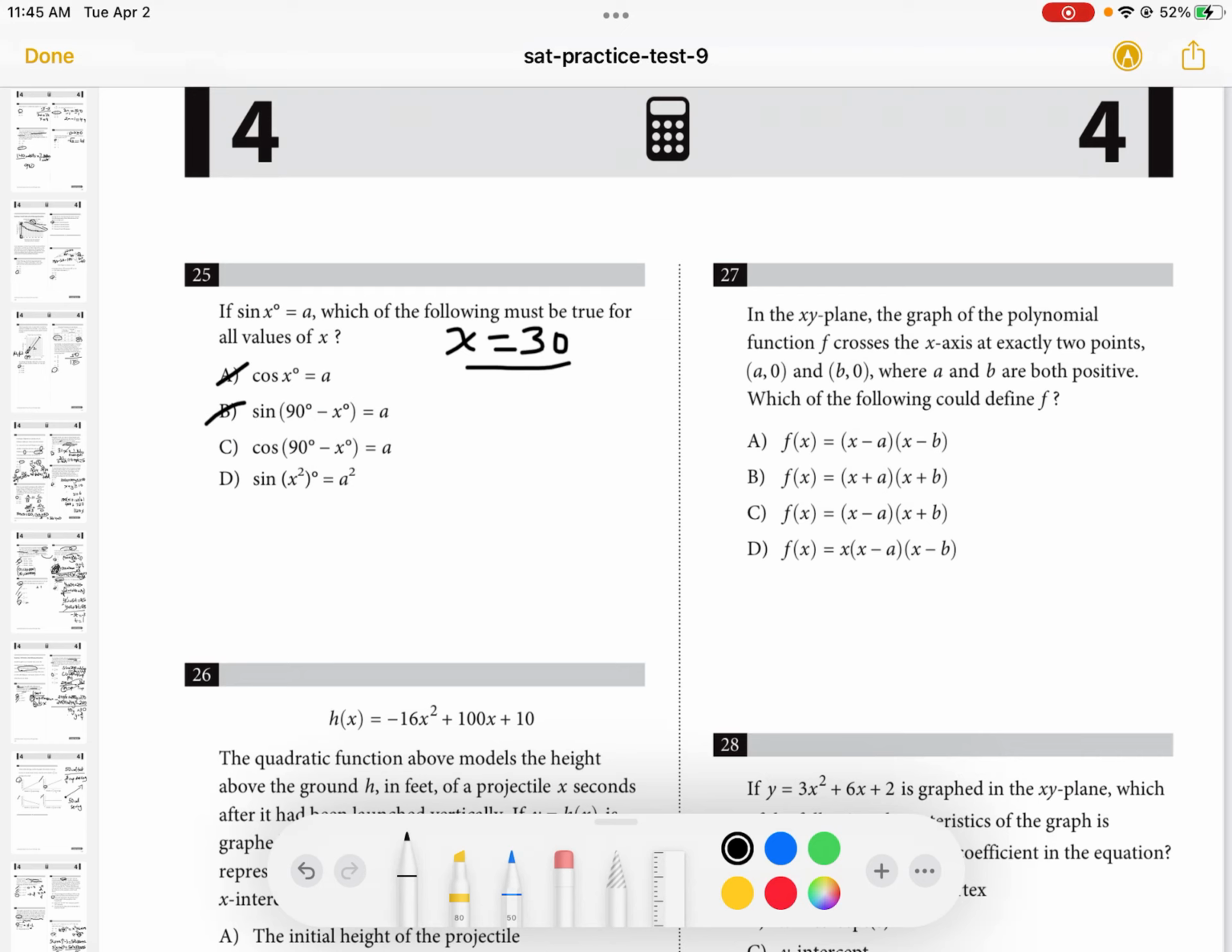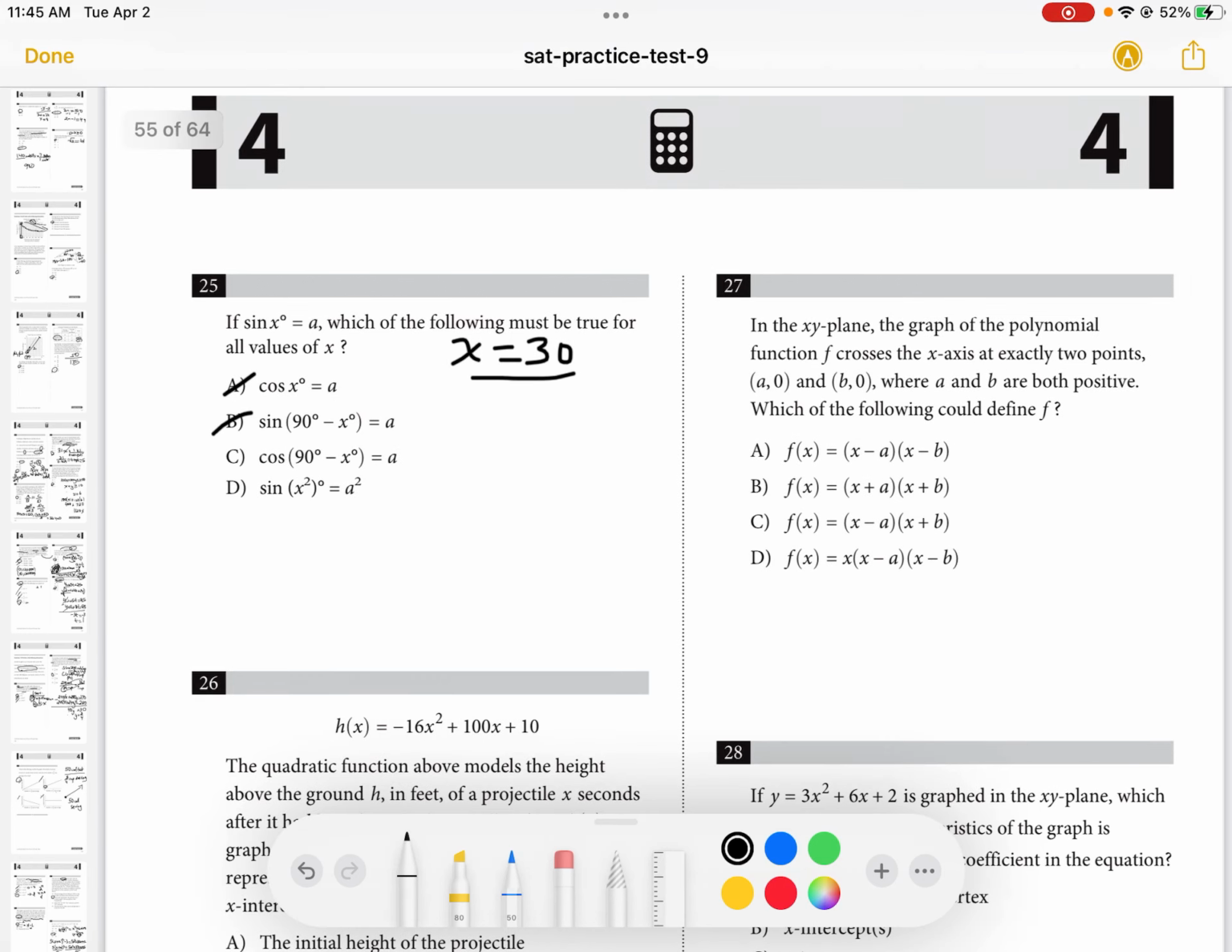Cosine of 90 minus x equals sine of 30. Cosine of 90 minus 30, cosine of 60 is 1/2. Sine of 30 is 1/2. So this might be our answer. Let me put a little question mark. That could be it. Now let's look at D.